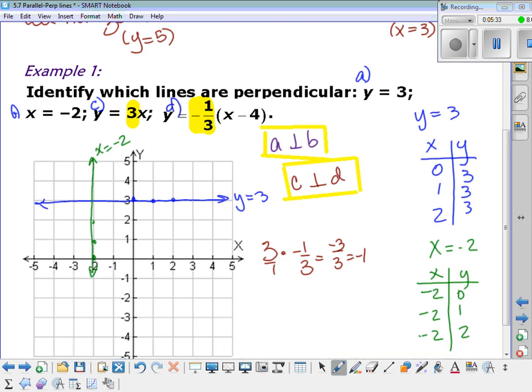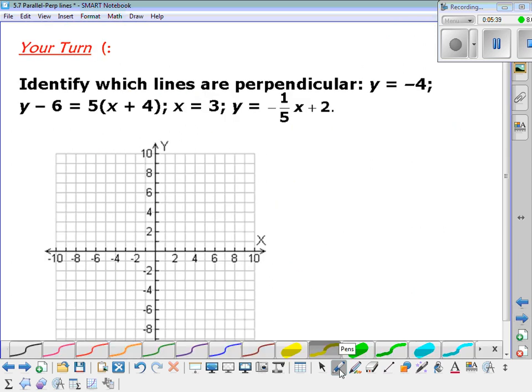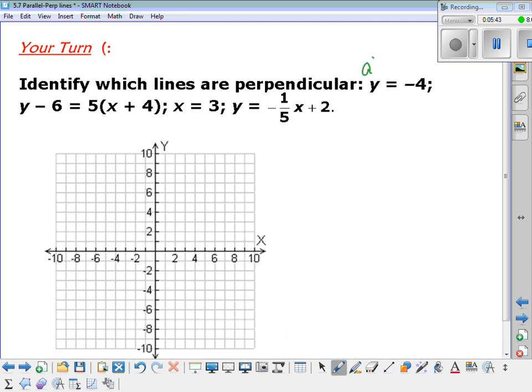Okay, any questions there? All right, on your whiteboards, I want you guys to tell me which lines, if any, are perpendicular. This will be line A, line B, line C, and line D. So check to see which ones are perpendicular, and show me your answer on your whiteboards.